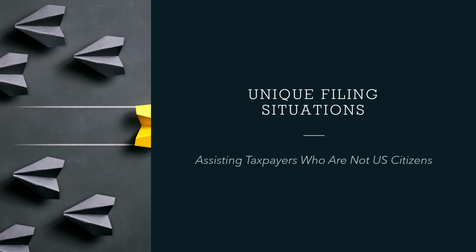In this lesson of the VITA Basic Tax Law course, we will be learning about unique filing situations. More specifically, filing situations where some or all of the people on or potentially on the return are not U.S. citizens. In our last two courses, we learned about determining filing status and dependency, and we will be accessing and extending those two knowledge banks today.